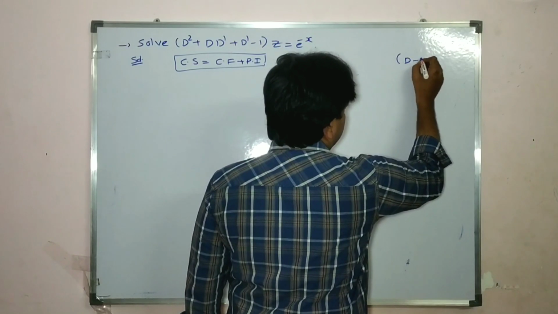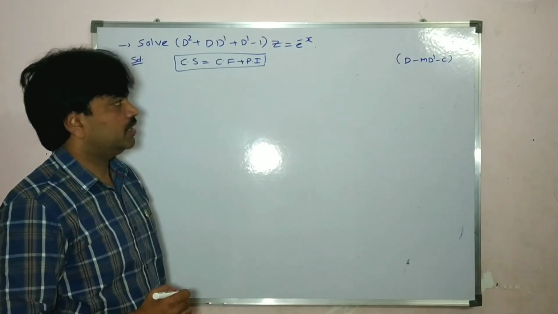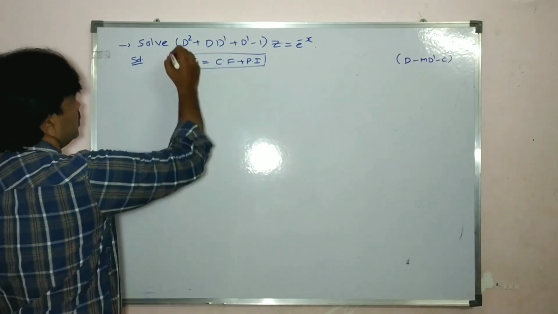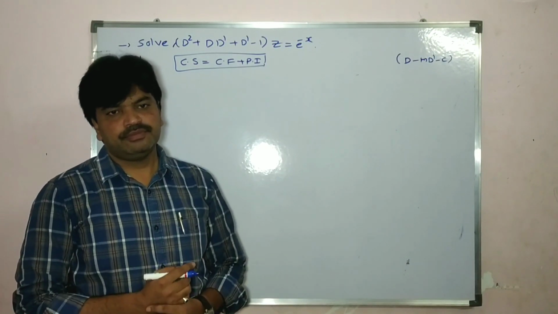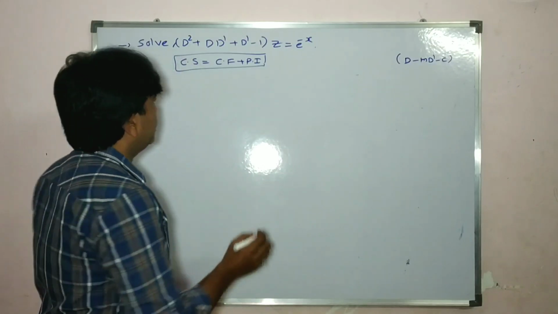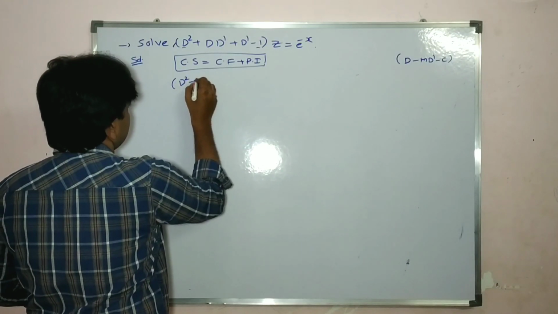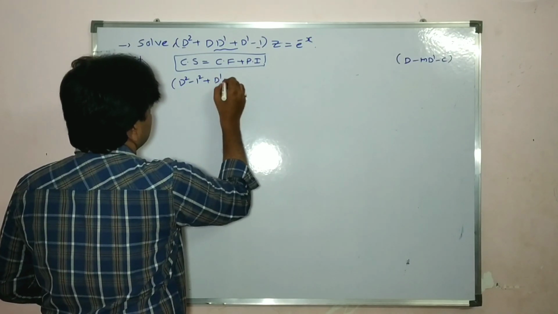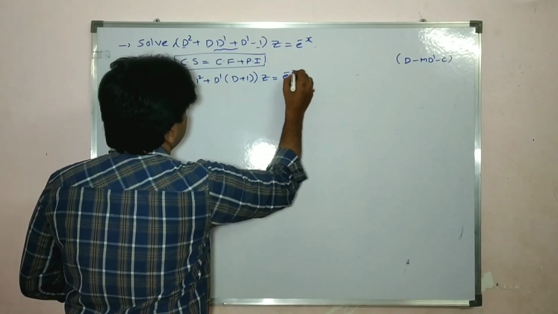The factor form is D minus mD' minus c. Now how can you express this? Think here. Observe here D² minus 1, students. So this can be written as D² minus 1² plus, from these two terms taking D' common, we get D' (D + 1) z, that is equal to e^(-x).